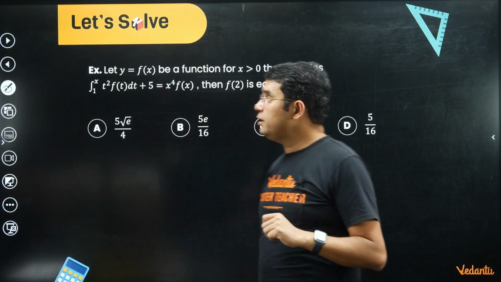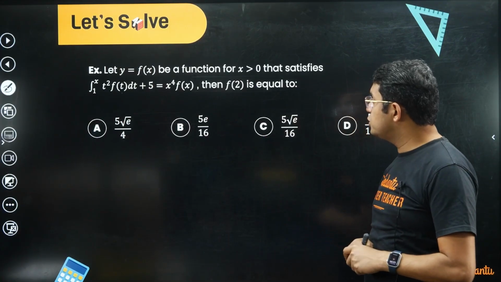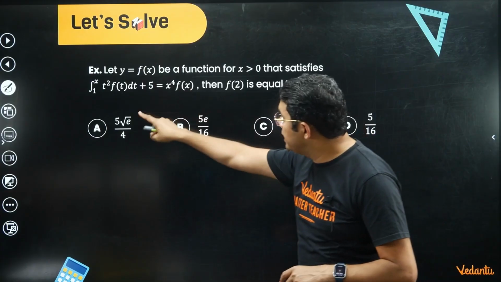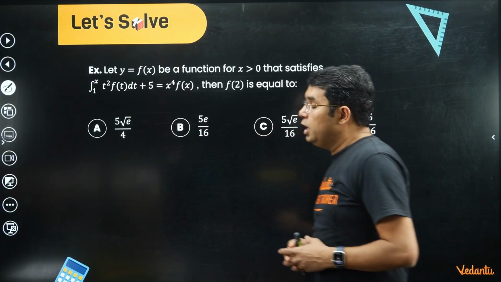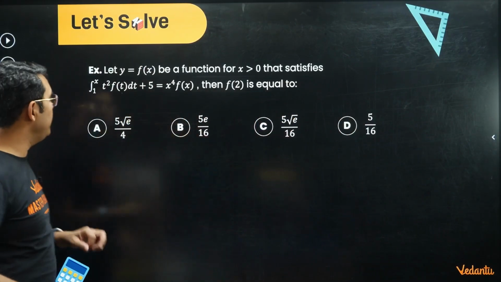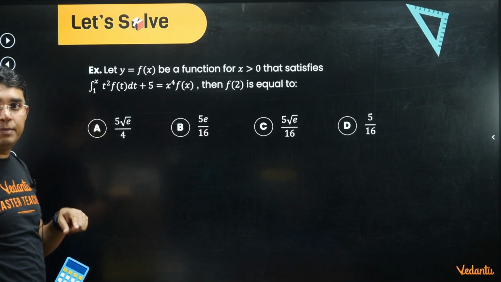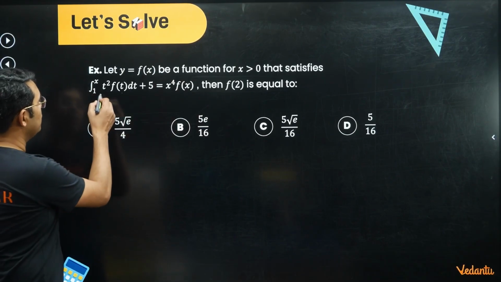Coming to this question, it says y equals f(x) is a function for x greater than 0 that satisfies this integration, and then we have to find f(2). In such a question, the first step would be differentiation, so we will apply it using the Newton-Leibniz formula. This is a function of t alone.